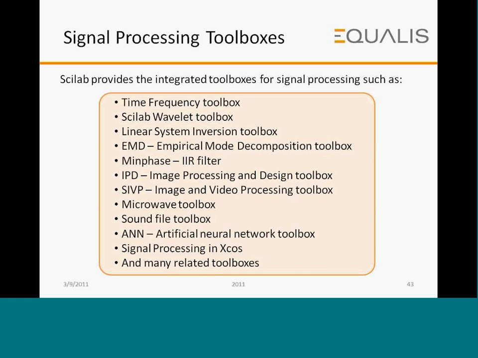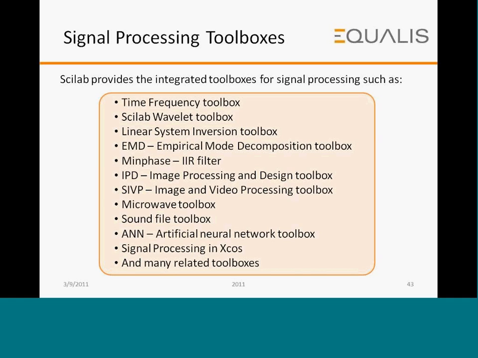You can use Scilab's signal processing toolbox. Scilab provides integrated toolboxes for signal processing, such as the time frequency toolbox and the Scilab wavelet toolbox. There is linear system inversion, empirical mode decomposition, infinite impulse response filter, finite impulse response filter. There is an image processing and design toolbox, an image and video processing toolbox, say sound files, microwave data. So these are various categories of signals and different ways in which you will be processing them.